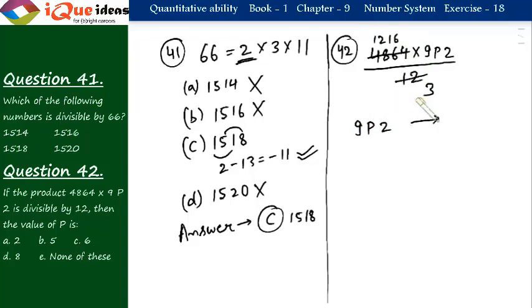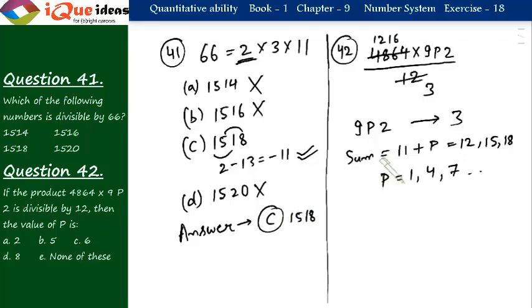That means 9p2 has to be divisible by 3. So check the sum of digits of 9p2. 9 plus p plus 2, the sum of digits will be 11 plus p. Now this has to be divisible by 3. For this, the nearest value will be either 12, or you can go further, 15 or 18, or 21 and so on. No, 21 you can't take because in that case p will be 10. If it is 12, p will be equal to 1. If it is 15, p will be equal to 4. If it is 18, p will be equal to 7 and so on.